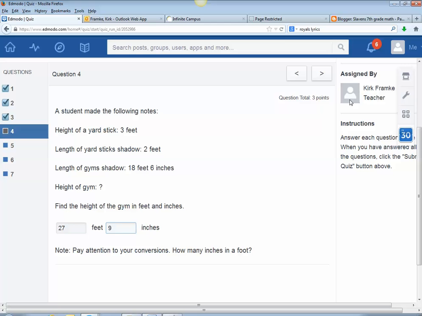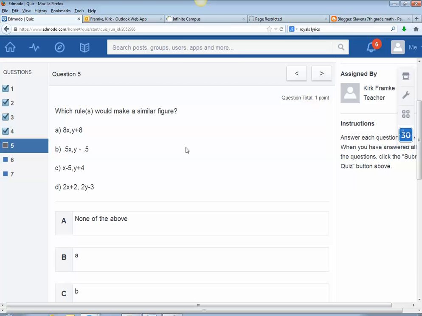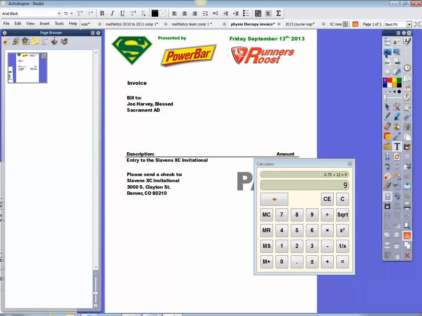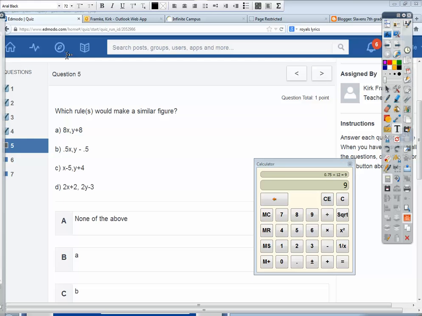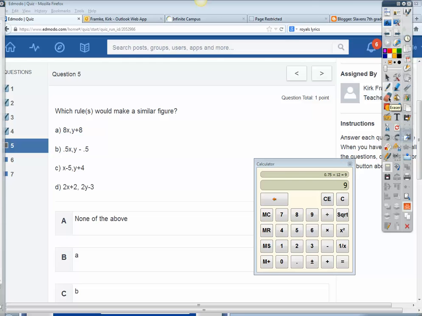9. Next question. All right, which rules would make a similar figure? So we remember that multiplying x and y by the same rule would create a similar figure. So let's see if we're multiplying x and y by the same thing. 8, well, that's just 1, right? So this one is not similar because they are not being multiplied by the same number. This x is being multiplied by 0.5. That's multiplied by 1. They're not the same thing.